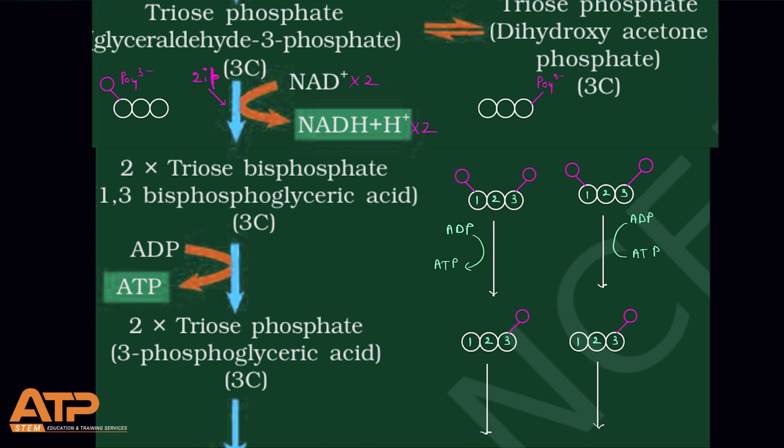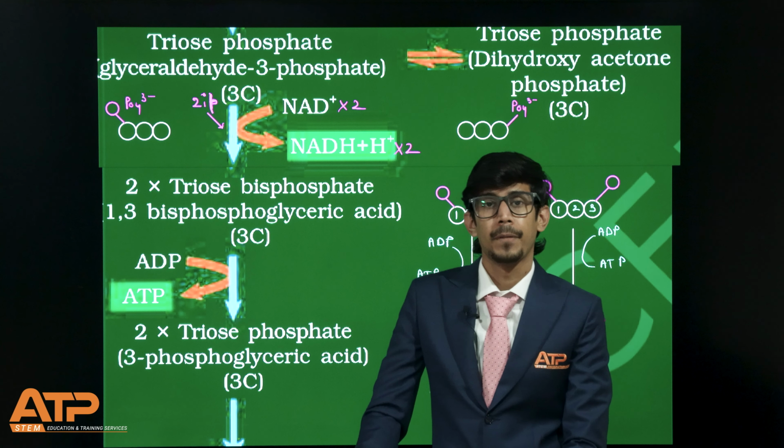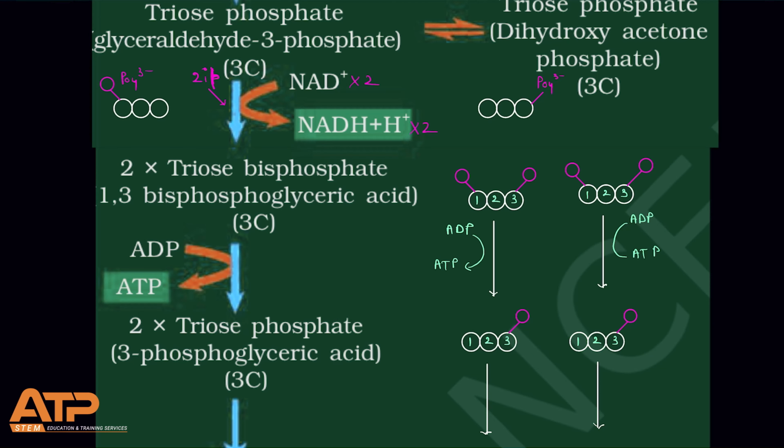So now we have a phosphate at the first carbon as well as at the third carbon. Therefore bisphosphate. How many molecules? Two molecules. So these are two molecules of bisphosphoglyceric acid. Now see, there are two phosphates on one bisphosphoglyceric acid and two phosphates on the other.